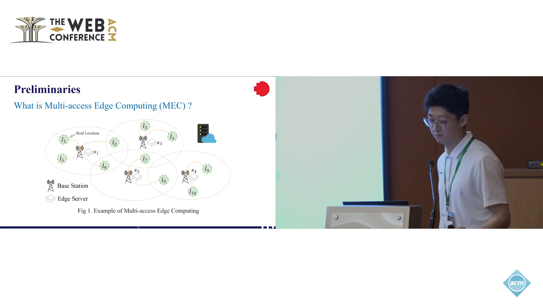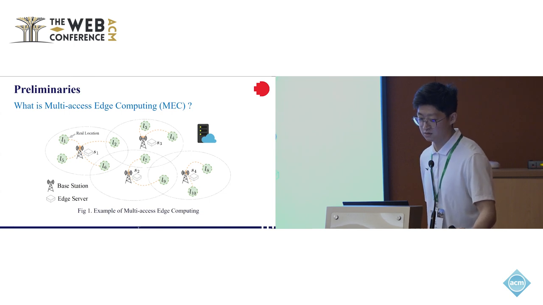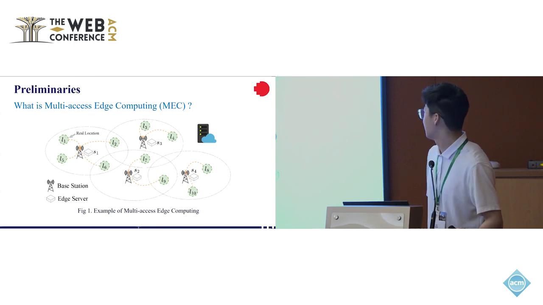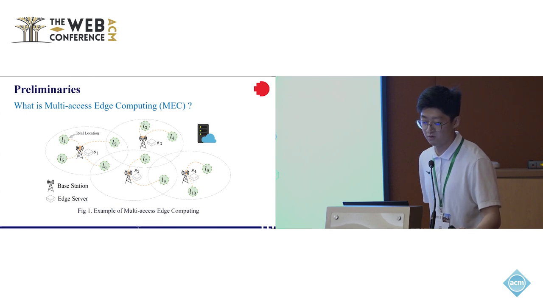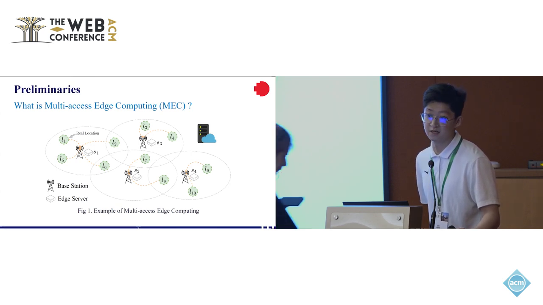To fulfill our computing requests, for example, the GPU, CPU, and memory. The green dots represent the users in the multi-access edge computing system. For example, for L1, his request is allocated to be served by the edge server S1.